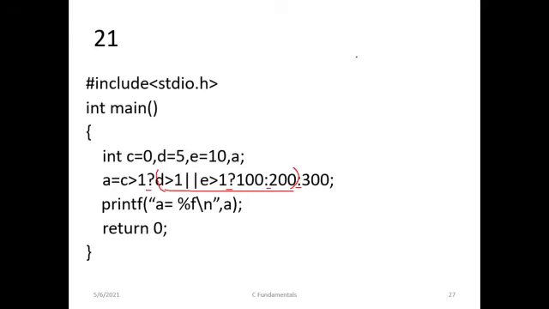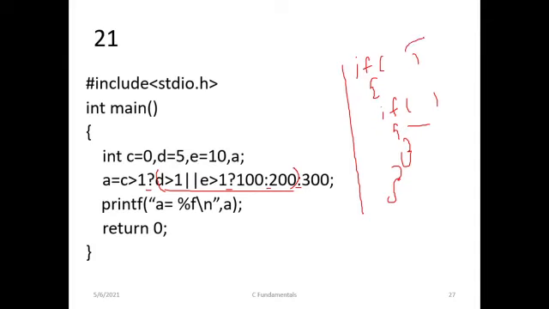Okay. So whenever 2 if statements are there, nested if, then the condition is, suppose let me write here. Suppose if this is a flow, then the first condition to be checked is only this. So that is why it is given as left to right. So first we are checking this condition, C greater than 1. Is C greater than 1? No, C is 0. 0 is not greater than 1. So the answer is false.